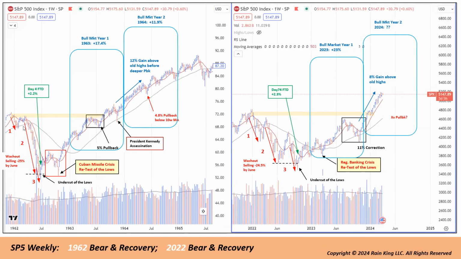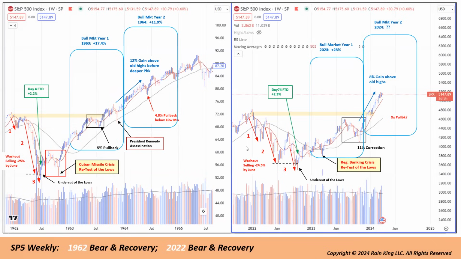1962 was another bear market. And what we noticed at the time was, this bear market had three waves down, got a follow-through day, and then we had a retest of those lows. In this case, it was due to the Cuban Missile Crisis in 1962. And then from there, after that retest, we had a nice run up. We had a 5% pullback. And I wanted to look at that in conjunction with the market that we've been through.